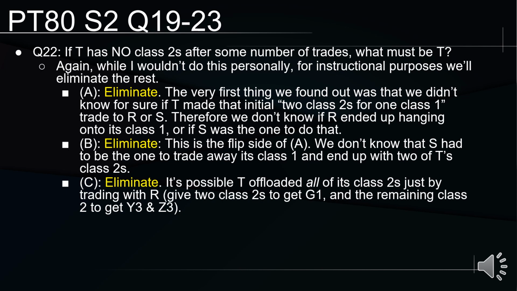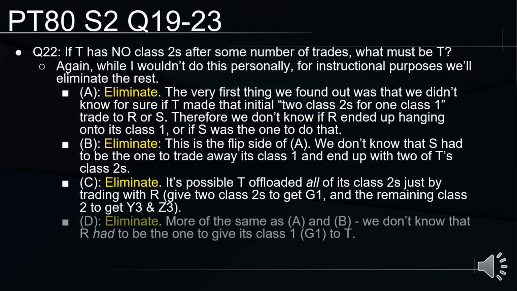C we can also eliminate. It's possible that T offloaded all of its class 2s just by trading with R. It could give 2 class 2s to get G and the remaining class 2 to get Y and Z. It could have done that. D we can also eliminate. It's more of the same as A and B. We don't know that R had to be the one to give its sole class 1 building G to T.